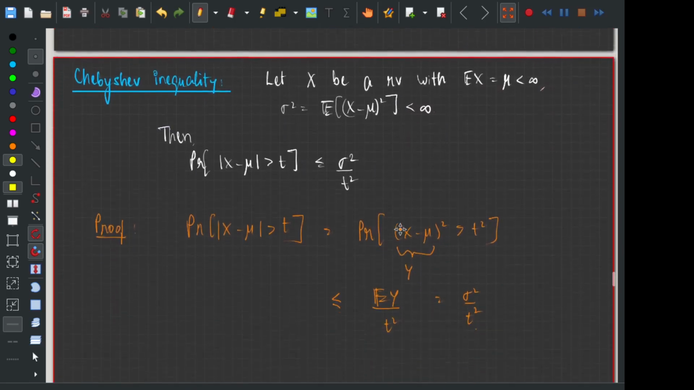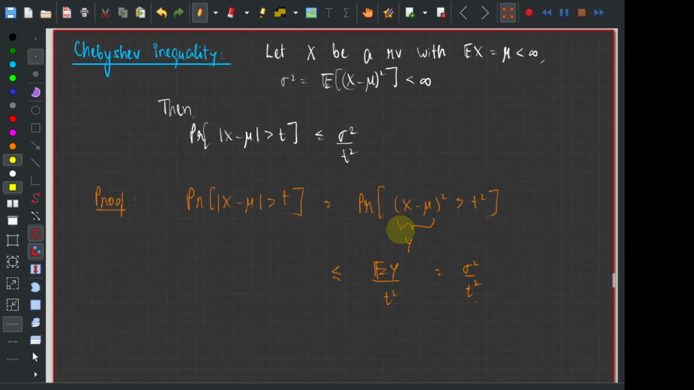But if I look at the Chebyshev inequality, again it's a tail bound, the probability that mod x minus mu is greater than t. But now what is the dependence on t? It is 1 over t squared, which decays even faster than 1 over t. Right? So I always want to derive bounds which have the best dependence on t. The faster it decays with t, the better.